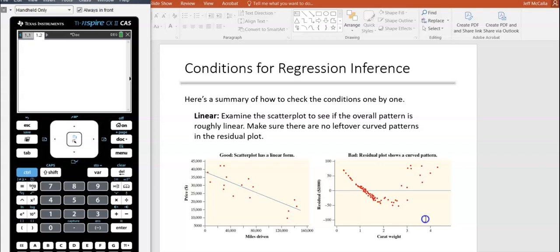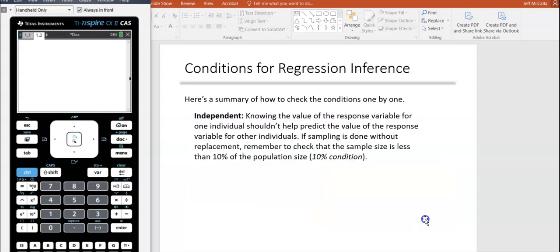If the residual plot shows a curved pattern, that's not good, right? So it's not linear. I'll check the conditions. Let's examine the scatter plot to see if the overall pattern is roughly linear. To make sure there are no leftover curved patterns, always look at the residual plot. That can be good to do.